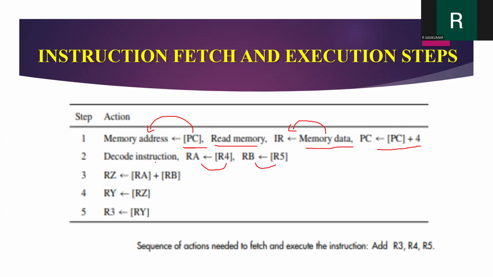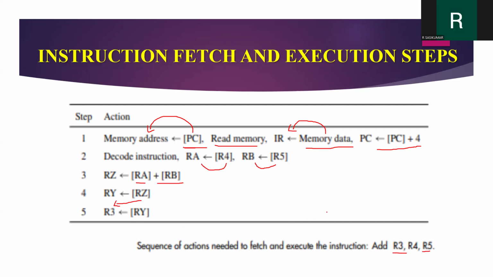Now the control unit generates the control signals. After generating the control signals, the ALU performs the addition operation. The content of RA, which is the value of the R4 register, will be added with the content of RB, the content of R5. The result will be stored into RZ temporarily. Again, the content of RZ will be transferred to RY, also temporarily. Finally, the content of RY will be transferred to R3, which is called the destination register. This is the way to execute the add instruction.